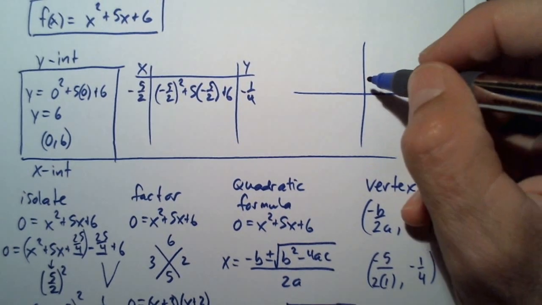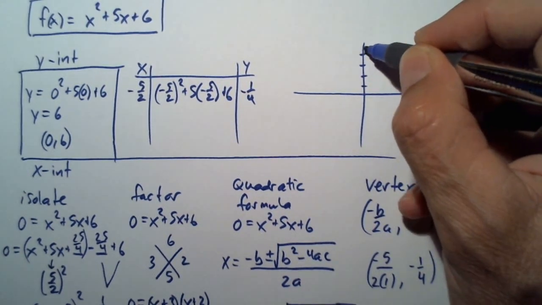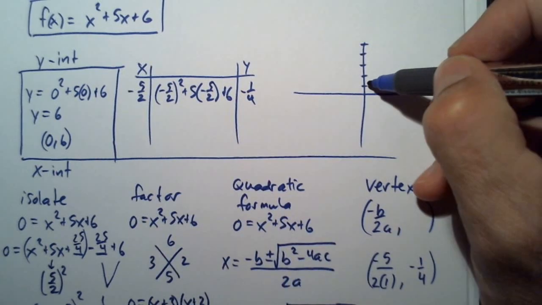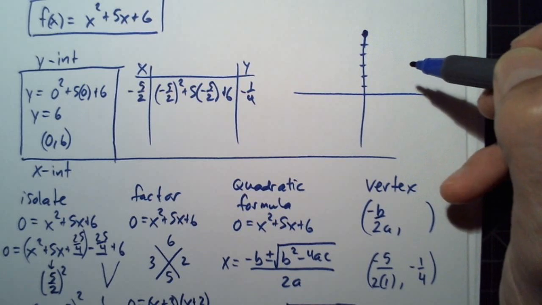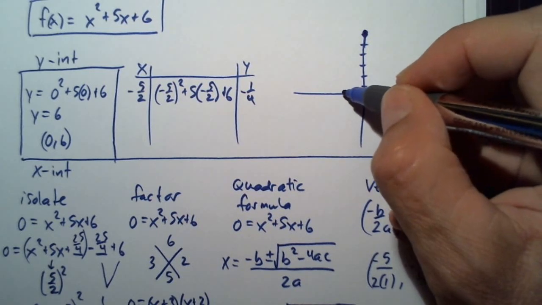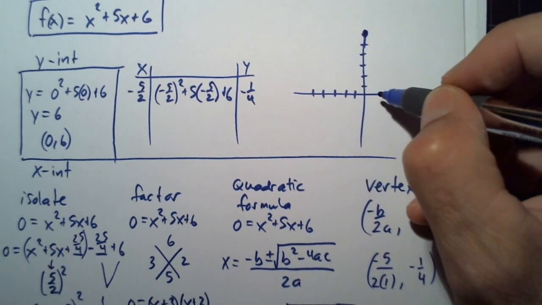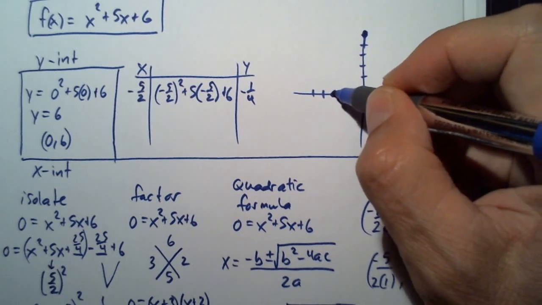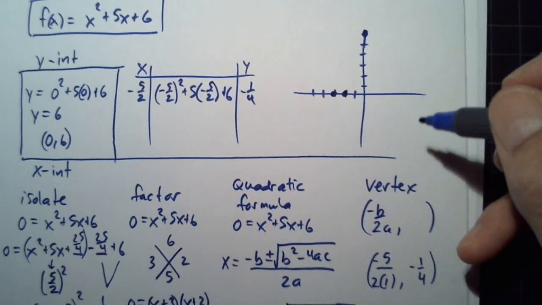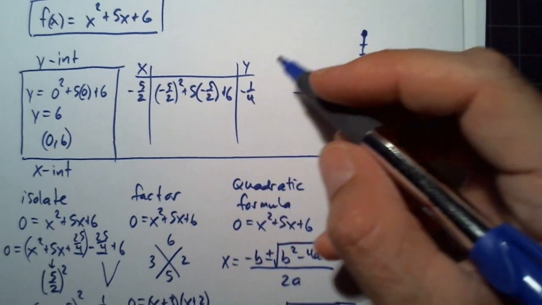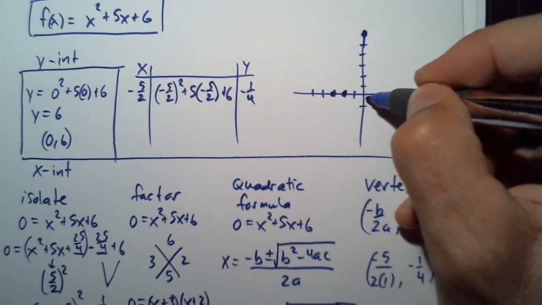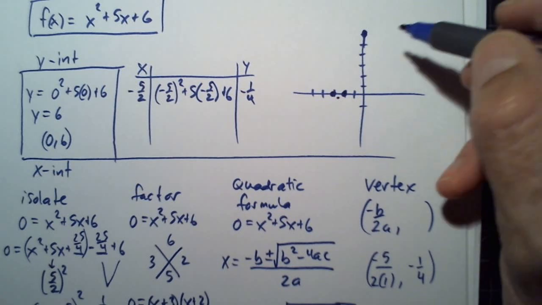Okay, and then we can graph. We have to go 0, 6. And we also have the negative 3, negative 2. If we go to negative 5 halves, we'll go down 1/4. So there's negative 5 halves, down 1/4. So we can see the vertex there.